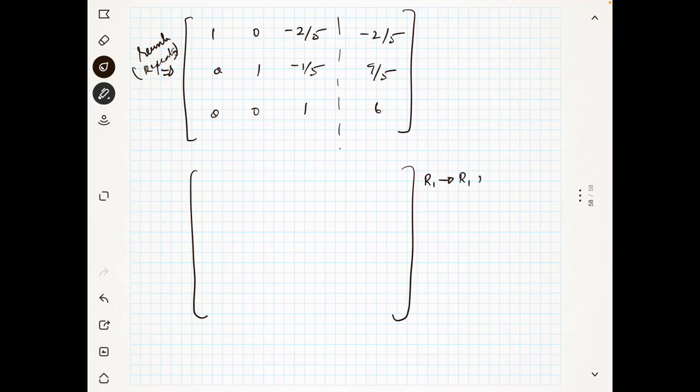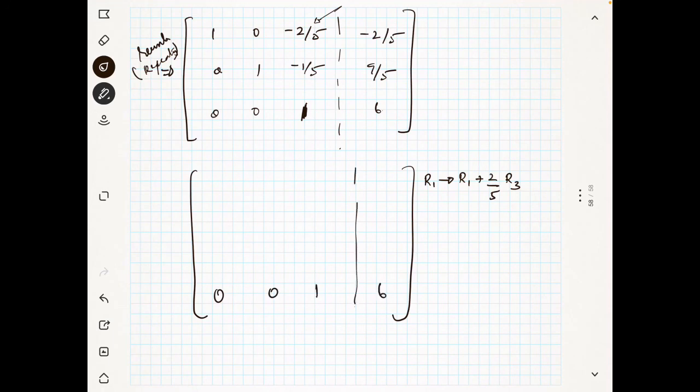Row 1 becomes R1 plus 2 by 5 into R3, because you see this guy is 2 by 5, right? It's 2 by 5 into R3. So row 1 becomes row 1 plus 2 by 5 into R3, because if I add 2 by 5 and multiply with R3, R3 is always 1 here. So there is no change for R3. I can rewrite it again.